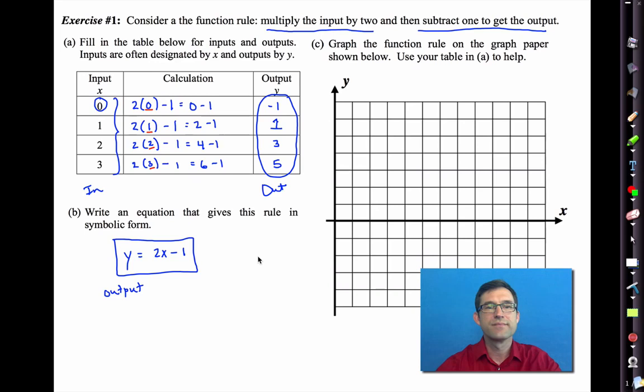And finally, we can also graph it. It says use your table in A to help. Okay, now we haven't done a lot of graphing, but it's pretty easy to create coordinate pairs here.